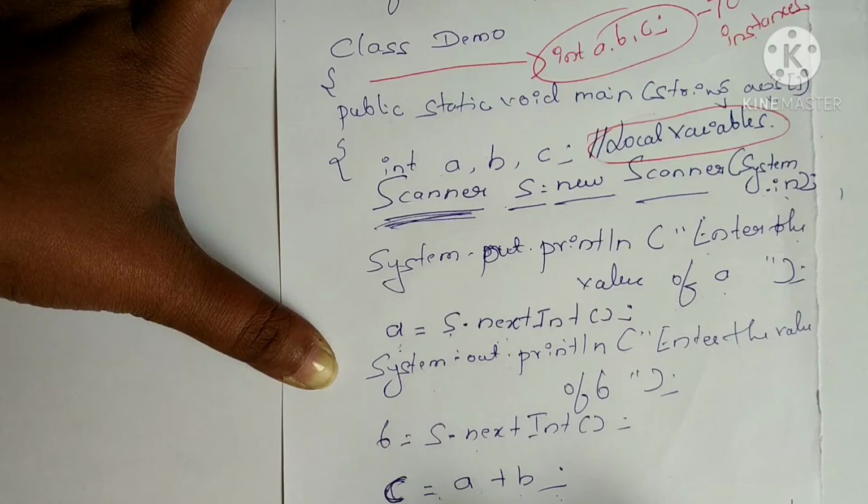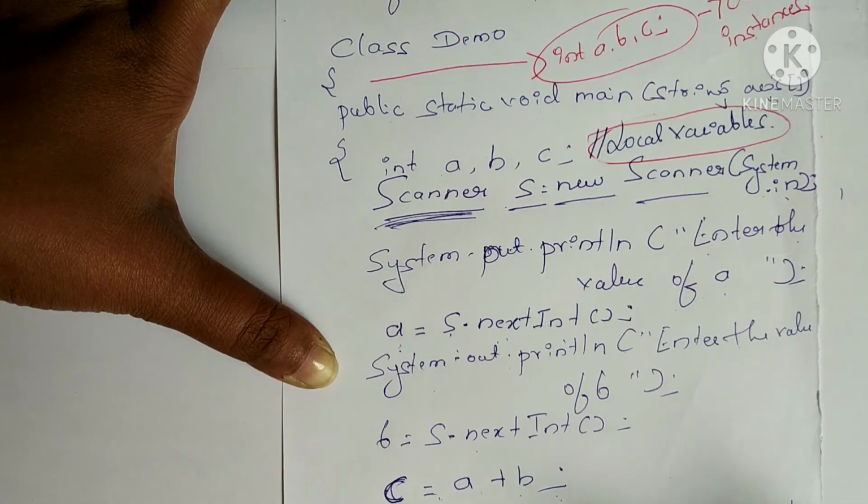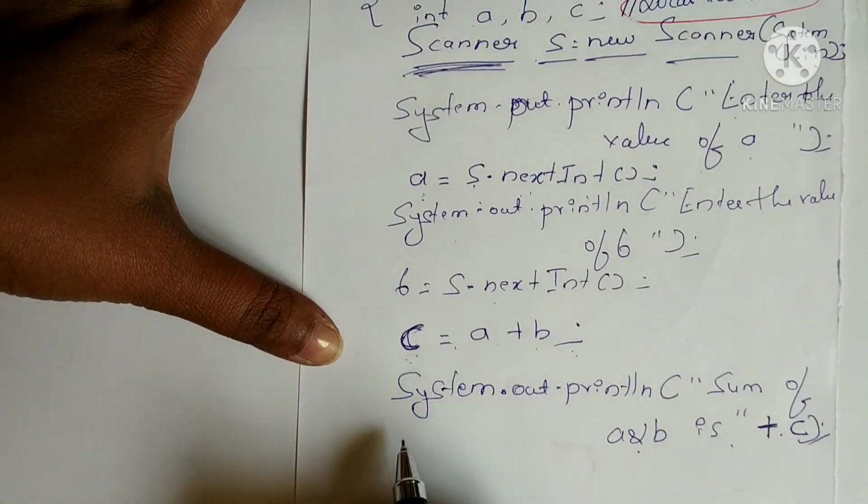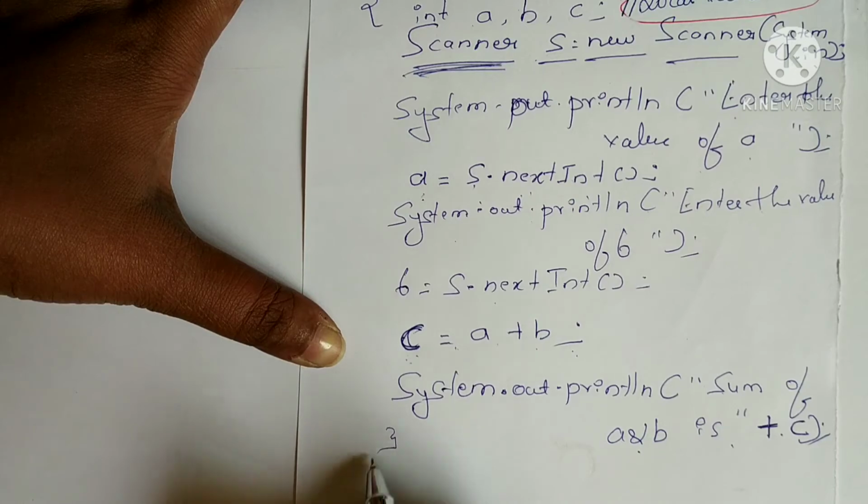In this, it prints only sum of a and b is. I stored the values in c. For that I am calling c here with a plus sign. Plus is used for concatenating the two parts. Then I am closing the main method, then I am closing the class.